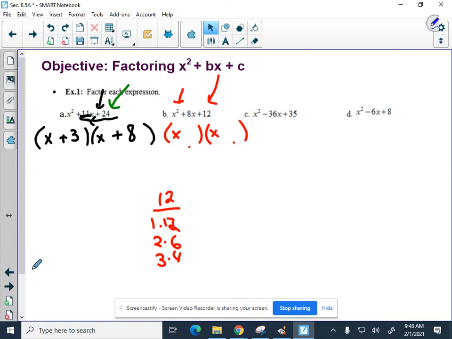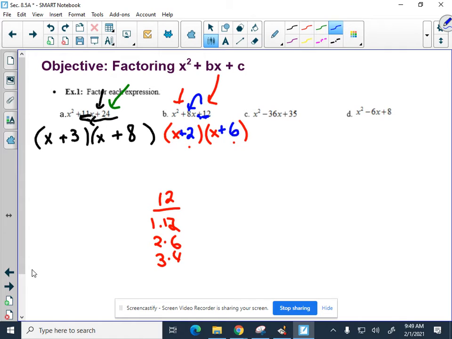Now, reading backwards, they multiply to 12, but they have to add up to positive 8. Which two add up to 8? 2 and 6. And to make positive 8, positive 2 and positive 6. Making a little more sense? Okay.